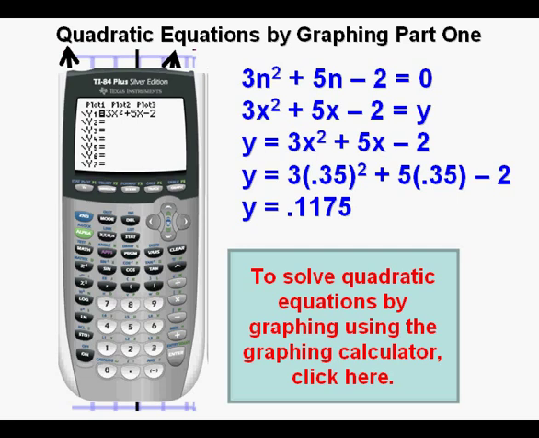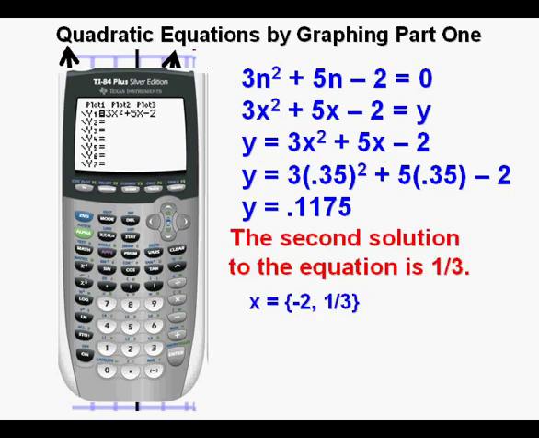To find solutions by graphing where we're not on an integer, such as this problem, a graphing calculator can be very useful. And you can find a video on how to use a graphing calculator to do this type of problem by clicking on the box here. By the way, the value of the second solution is 1/3. How do we know that the 1/3 is the solution? Since the difference between the axis of symmetry and -2 on the x-intercept on the left side is 7/6, if we add 7/6 to -5/6, we will get 1/3.